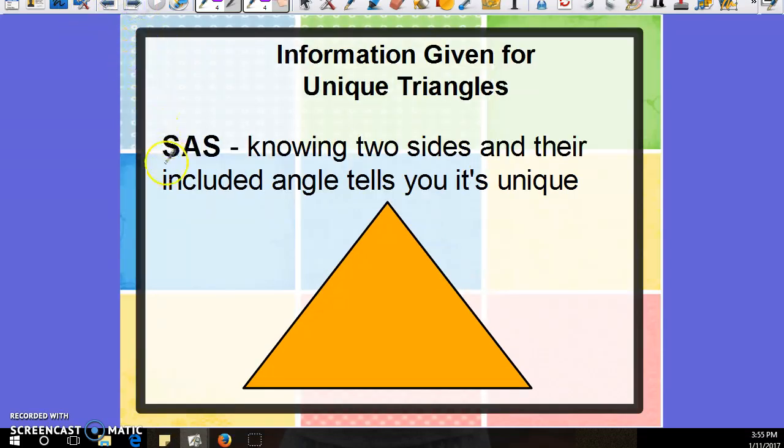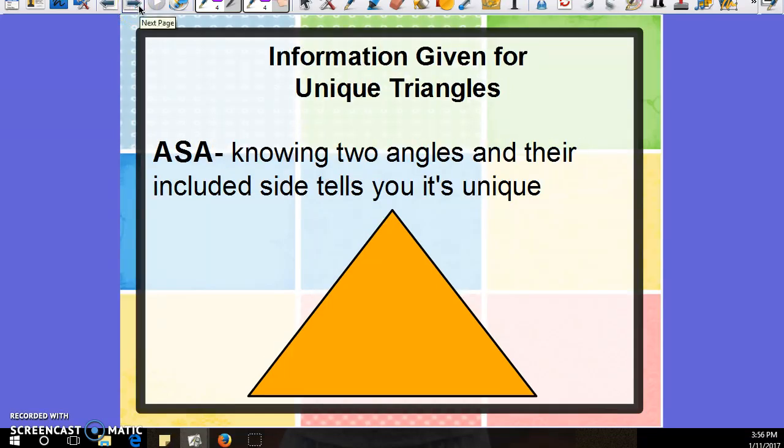Alright, the next one is side, angle, side. This is knowing 2 sides and their included angle. And if you look on the photo, the included angle means the angle in between the sides. And that's why it's in that order, side, angle, side. It's a side, and then an angle, and then another side.